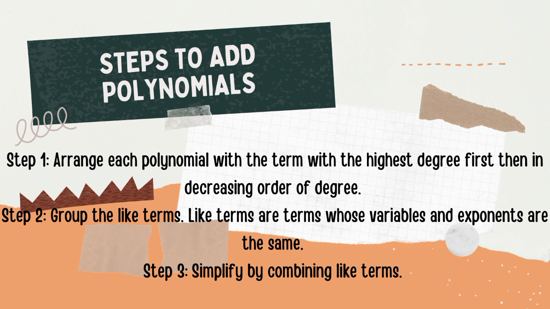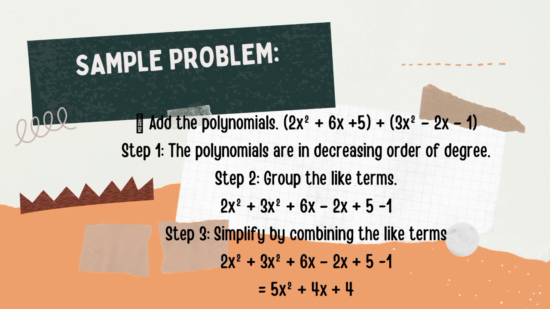To understand the steps more, I have here a sample. So now we have the sample problem. Add the polynomials 2x squared plus 6x plus 5, and the other is 3x squared minus 2x minus 1. To add these, we have to follow the steps. Step 1 is that the polynomials are in decreasing order of degree. As we can see, there is only 1 degree or power, which is the squared.